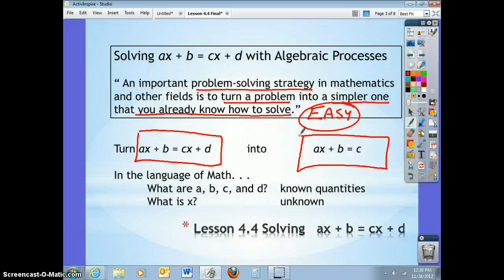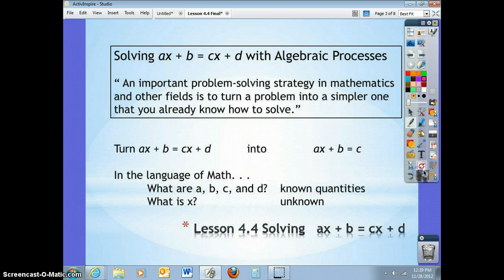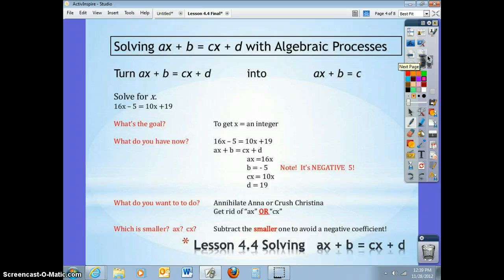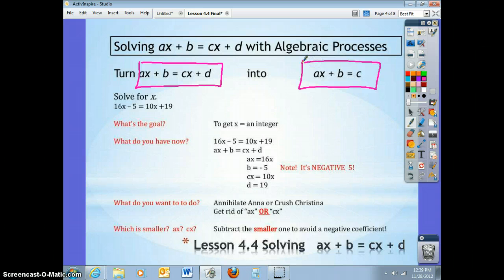Okay, and just as a reminder, let's talk about what all these things are. In the language of math, a, b, c, and d are known quantities. They're numbers. X is the unknown, the thing you're solving for. So using algebraic processes, let's turn ax plus b equals cx plus d into ax plus b equals c, and then at that point we can obviously solve for x. The end goal is to solve for x.